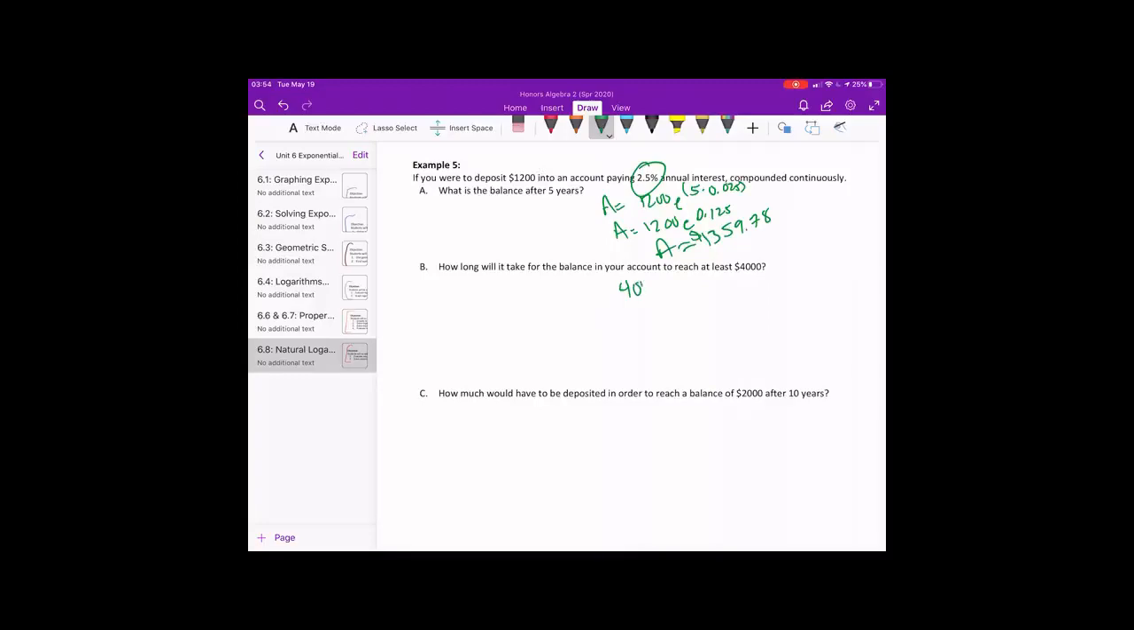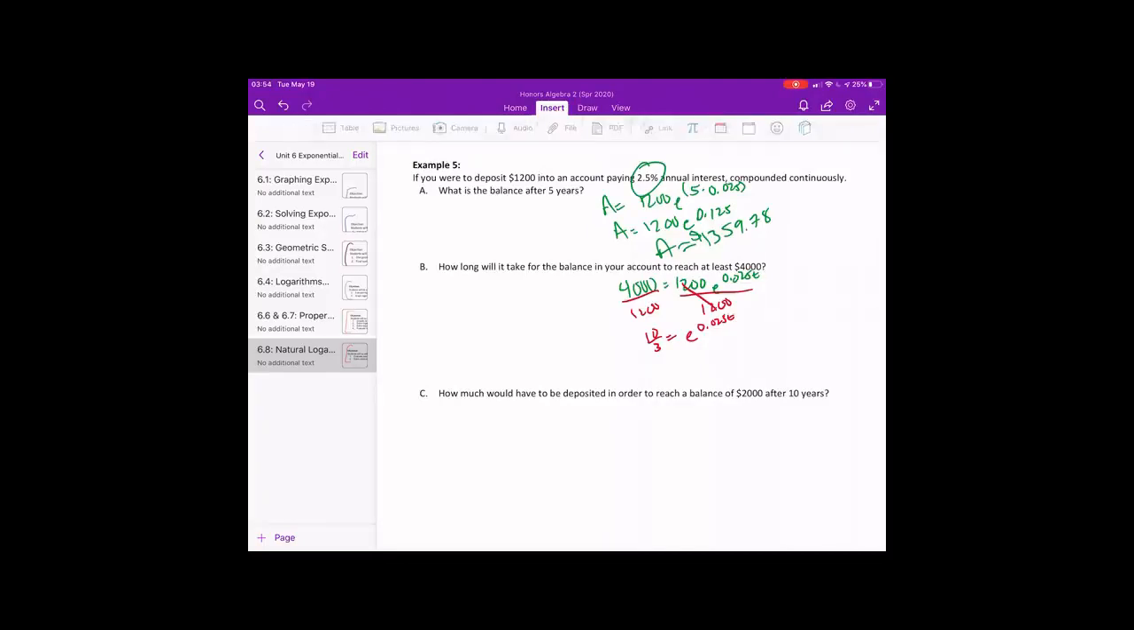So we're going to get 4,000 is equal to 1,200 e to the 0.025t. Make sure we get that decimal right. But we're going to keep the t in this case because we want to know how long this is going to take. So again, we're going to solve this equation. We're going to divide by the 1,200 first. And so 4,000 divided by 1,200, that's going to be 20 over 6, which is 10 over 3. So this is 10 thirds is equal to e to the 0.025t.